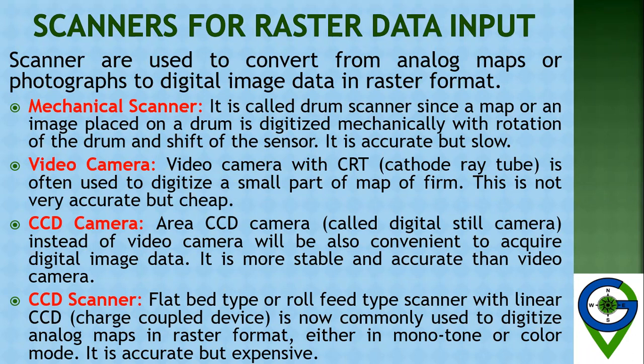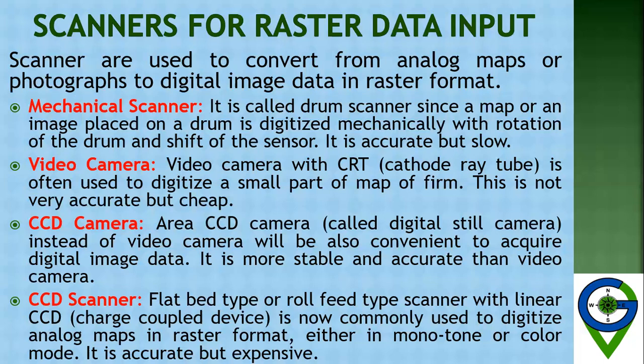Then the video camera. Video camera with the CRT, that is cathode ray tube, is often used to digitize a small part of a map or film. This is not very accurate, but it is cheap. Then the CCD cameras. A CCD camera instead of a video camera will also be convenient to acquire digital image data. It is more stable and accurate than a video camera.